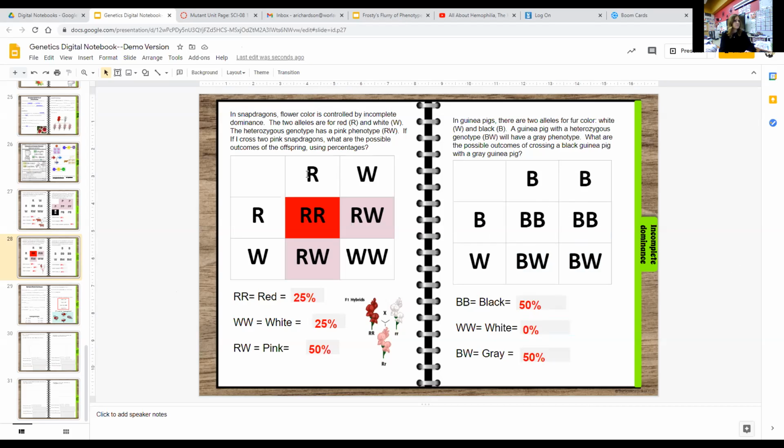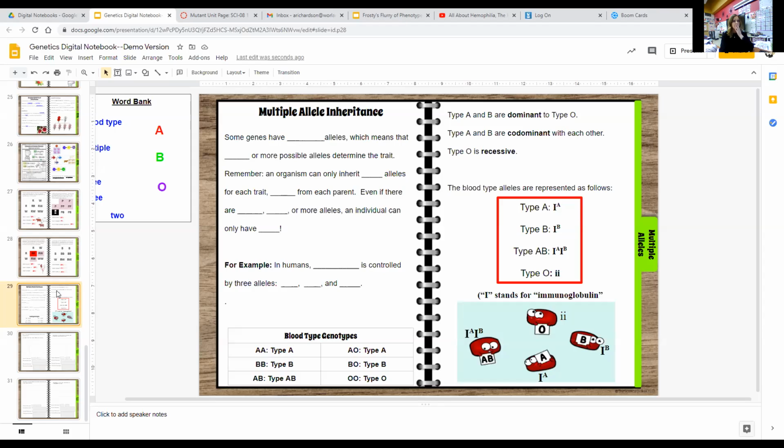All right. Now, we've got one more thing to get through with this, and that is what's called multiple allele inheritance.